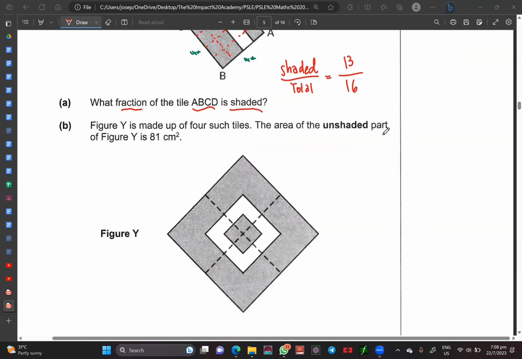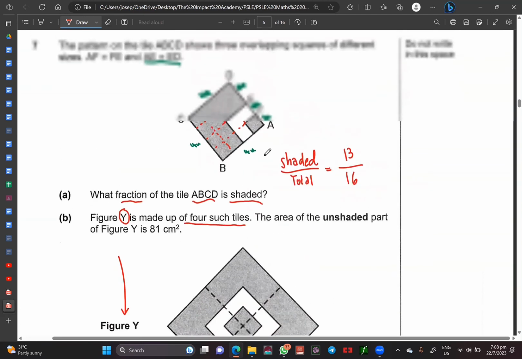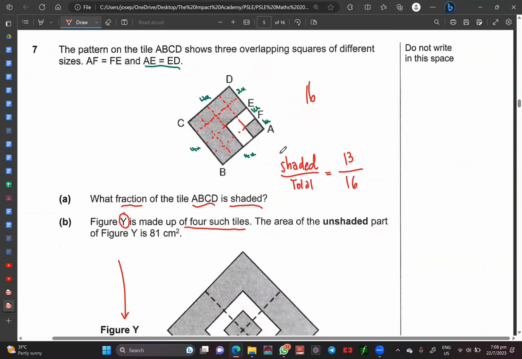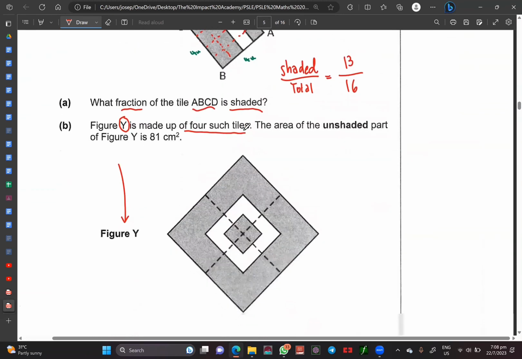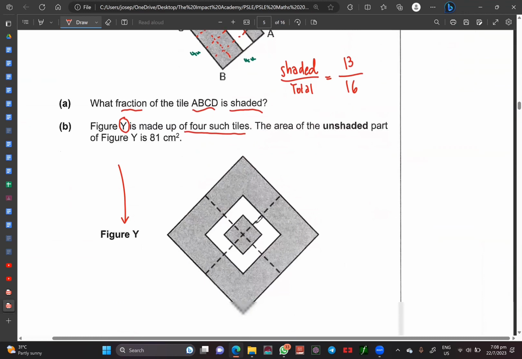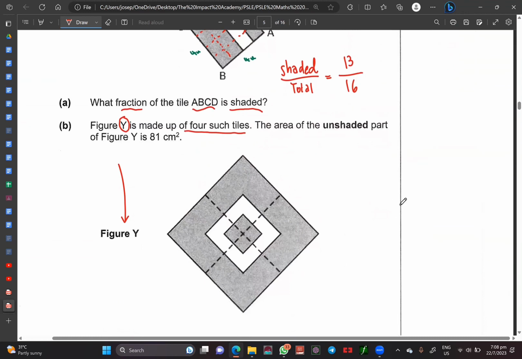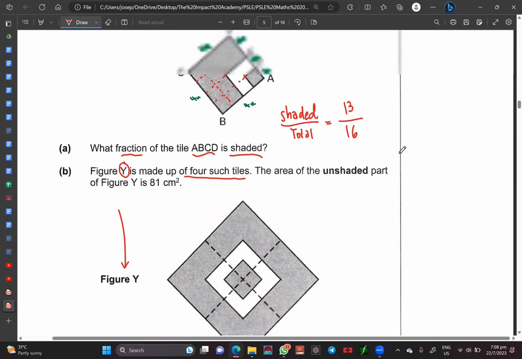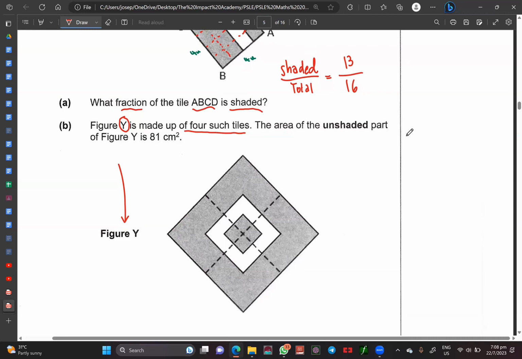Now, once I'm done with A, what I want to do is go on to B. The good thing about B is that figure Y, which is this figure over here, read the question, is made up of 4 such tiles. What are the 4 such tiles? They are referring to these 4 tiles combining together. And when they are combined, they form something that looks like this. Now just now, in the earlier part, you remember how I split them up into shapes that I'm familiar with? I am also going to do the same thing.